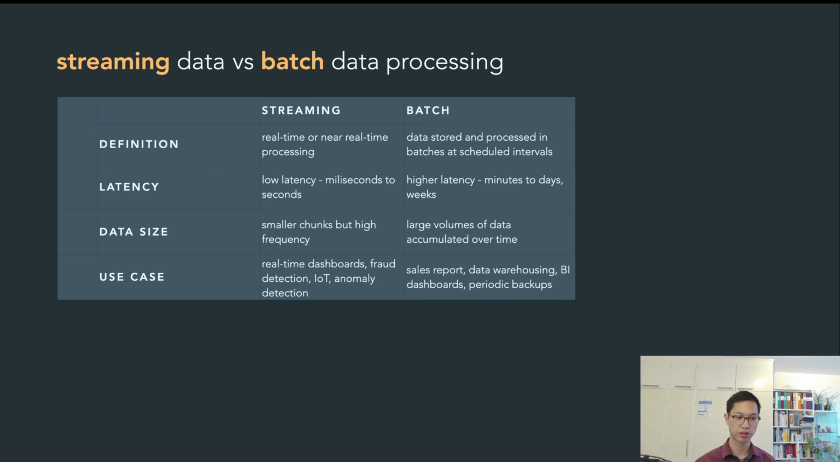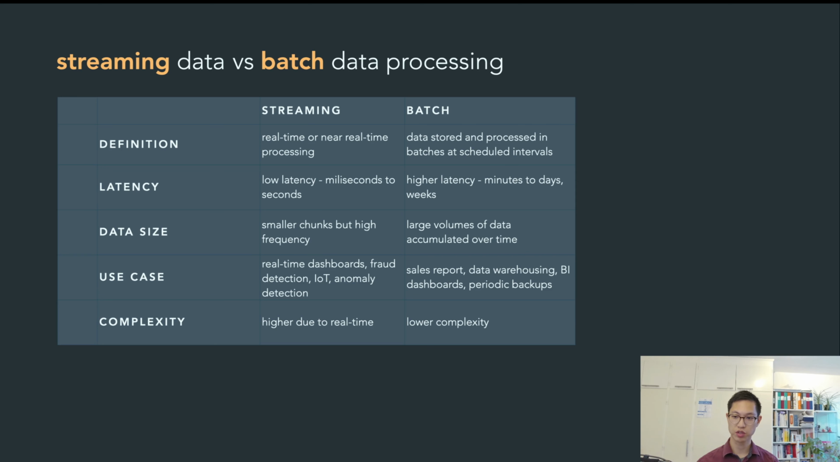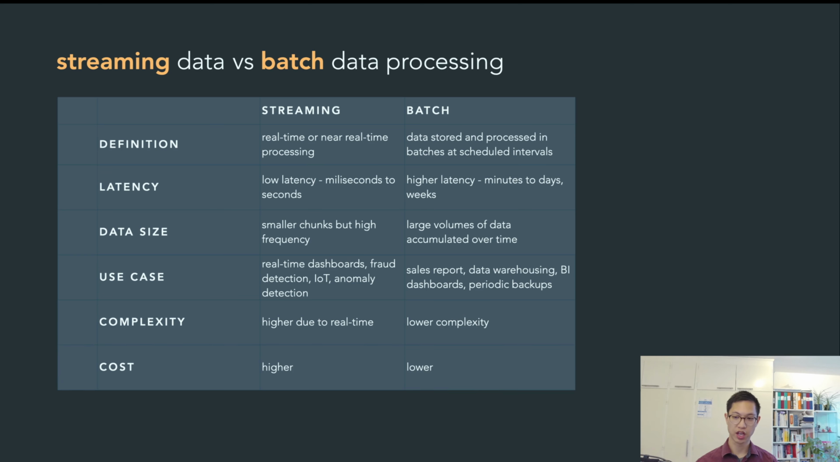So that's in batch processing. And when it comes to complexity, streaming is usually higher due to real time, while batch is usually lower complexity. And talking about the costs, streaming is usually higher, while batch is usually lower. But these are generalizations. It always depends on the situation, the technologies you choose, how you implement them, and if you have monitoring in place.